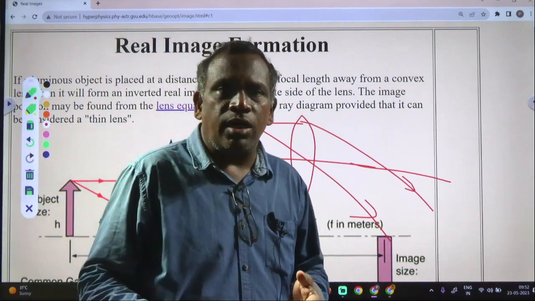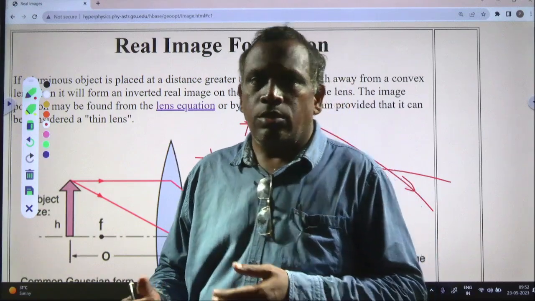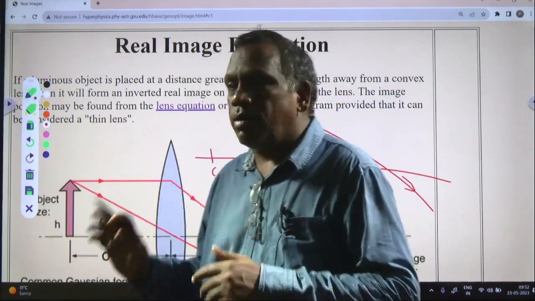Similarly, for the concave lens, it is not 6 cases; there are only 1 or 2 cases. In that way, the image formation takes place in the lenses.